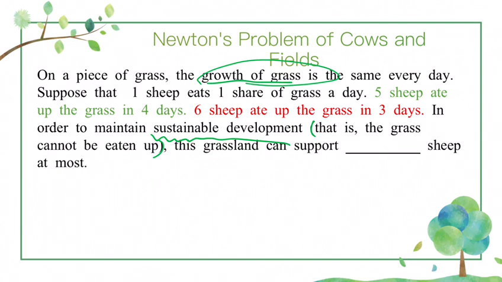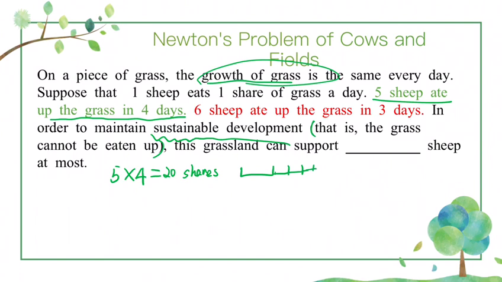Let me clean this part. Okay, use the 2 situations. 5 sheep add up the grass in 4 days. So in total, they add up 20 shears, right? 20 shears in 4 days. And this should be the original grass and the 4 days new grass.